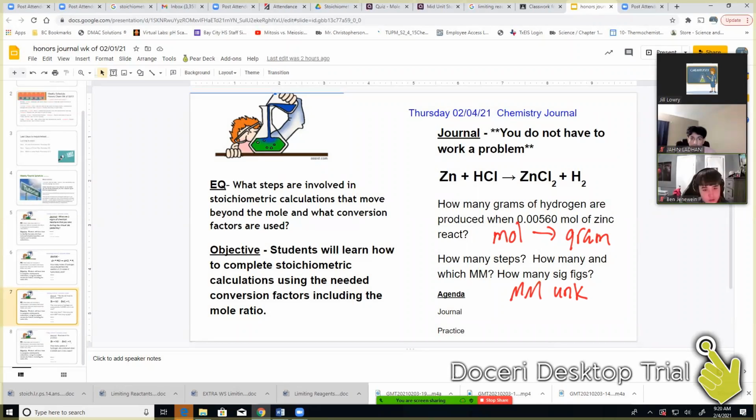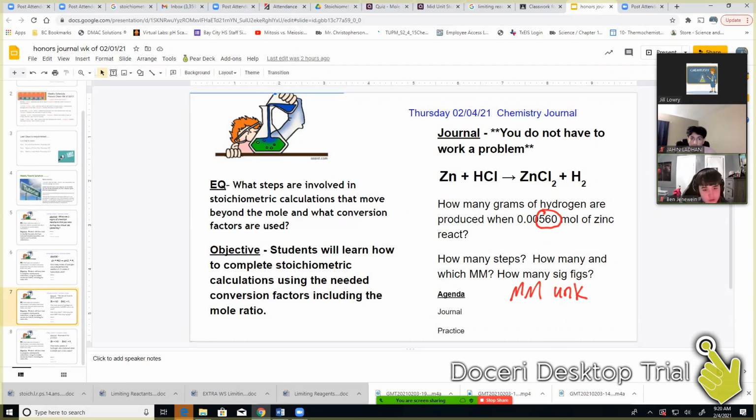And how you can know that is because since you're going from moles to grams, since grams is what you're going to, that means you're going to use the molar mass at the end. If this would have been a gram to mole problem, then we would have used the molar mass at the beginning. And then last, how many sig figs? I was just doing this to refresh our memory. 3, exactly. The 560 are our 3 sig figs.